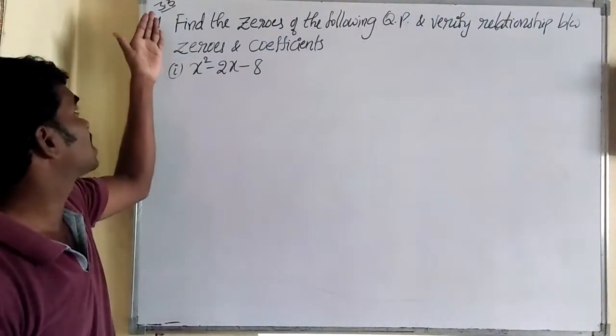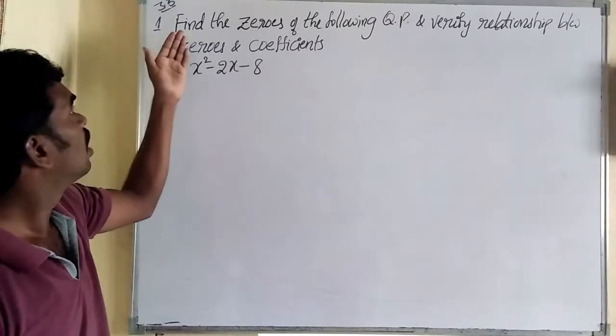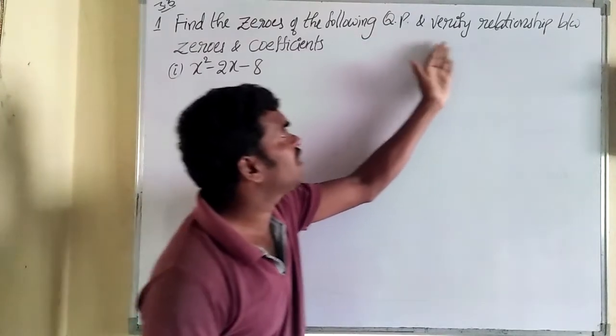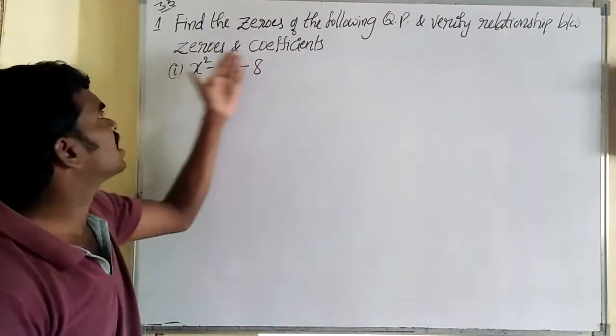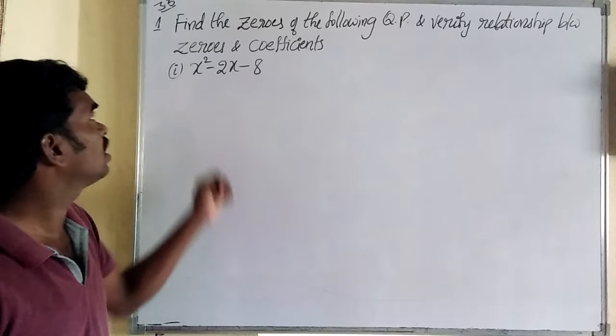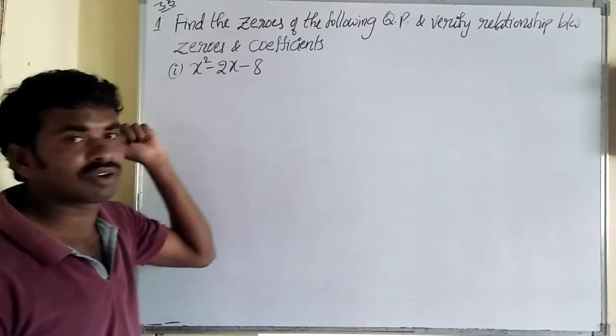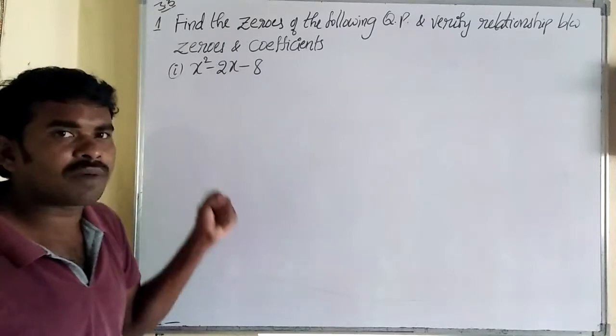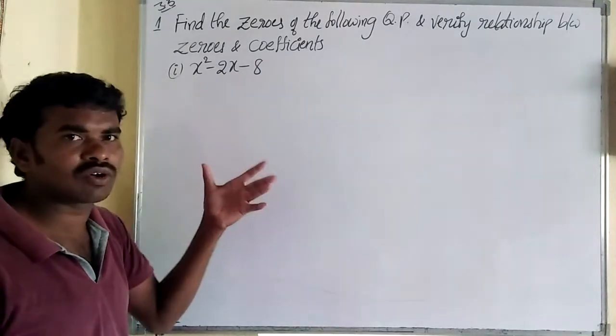This is taken from exercise 3.3, first problem. Find the zeros of the following quadratic polynomial and verify the relation between zeros and coefficients. So how do we find the zeros of a quadratic polynomial? We should know this compulsorily. This is a very important concept.